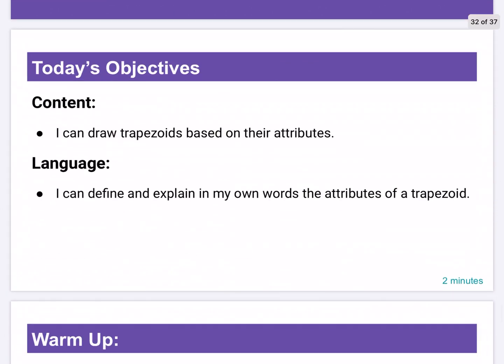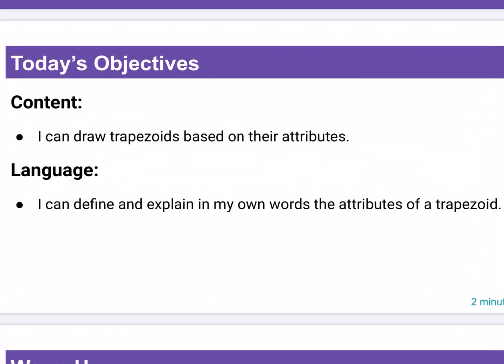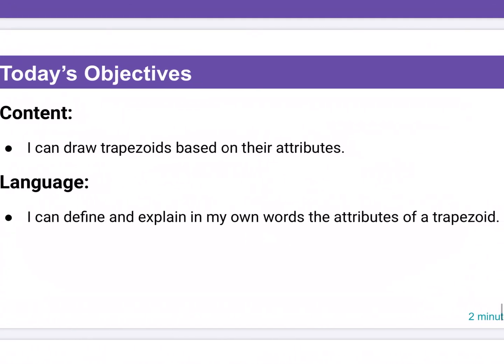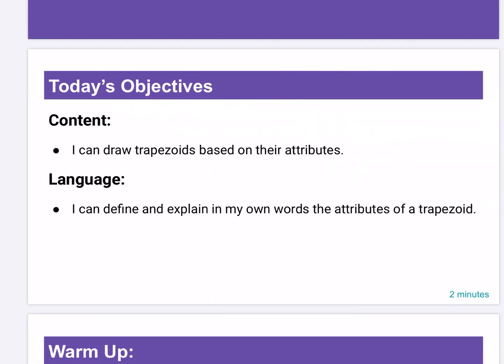Our objectives today, the content objective, is I can draw trapezoids based on their attributes, and the language objective is I can define and explain in my own words the attributes of a trapezoid.